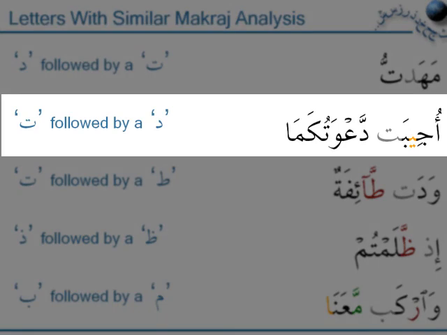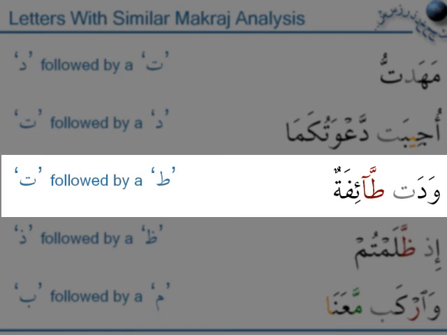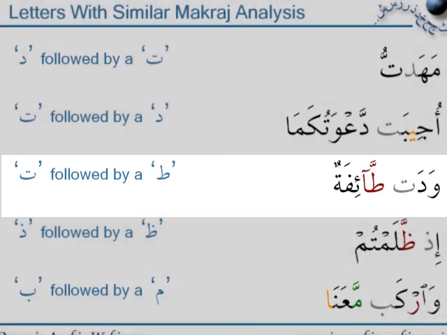The next one is ta followed by a dal. So the example we have here is uji badda watukum. So we've joined the ba directly to the dal. So we've got badda. Next rule, the ta followed by a tha. So here we have wa dabbatun. So the dal joining directly to the tha, completely ignoring the ta.